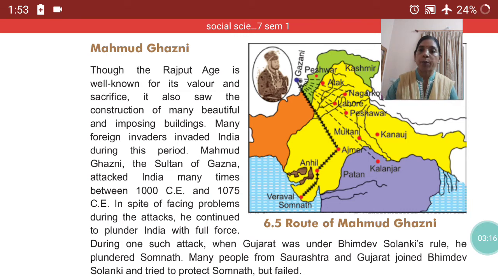One was to propagate Islam culture in India. The second was to take away gold from India. Children, you know, India was previously known as the Golden Bird. And third was to expand their territories towards the north.